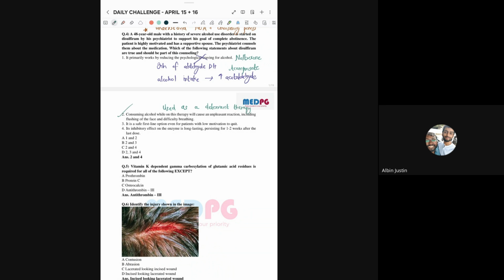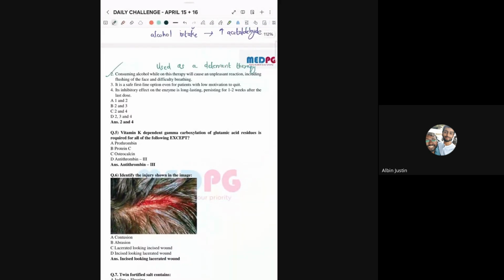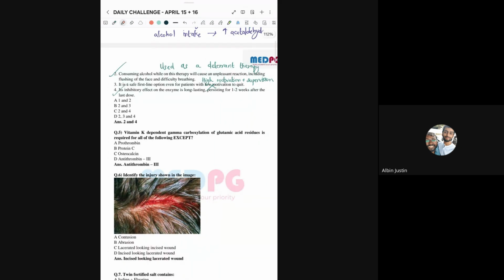Okay. Then they say it is a safe first line option even for patients with low motivation to quit. No. Patient needs high motivation and supervision. Okay. Then the effect is long lasting. Even after stopping the drug, the patient can develop disulfiram like reaction. Hence, the answer is 2 and 4.